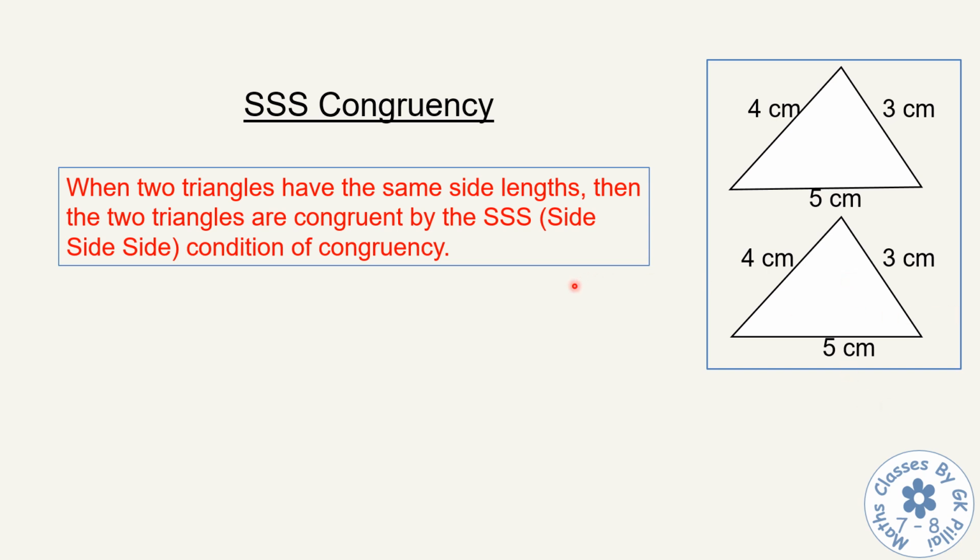The first one is SSS congruency. If the three sides of one triangle are respectively equal to the three sides of another triangle, then the two triangles will be congruent by SSS congruency.